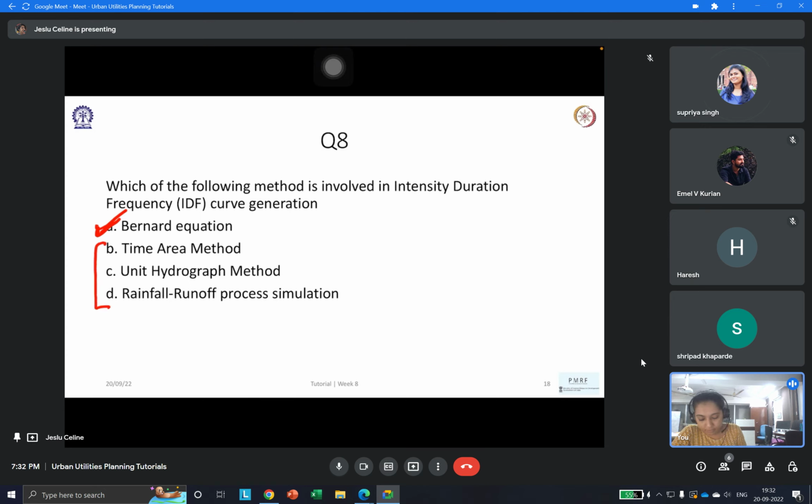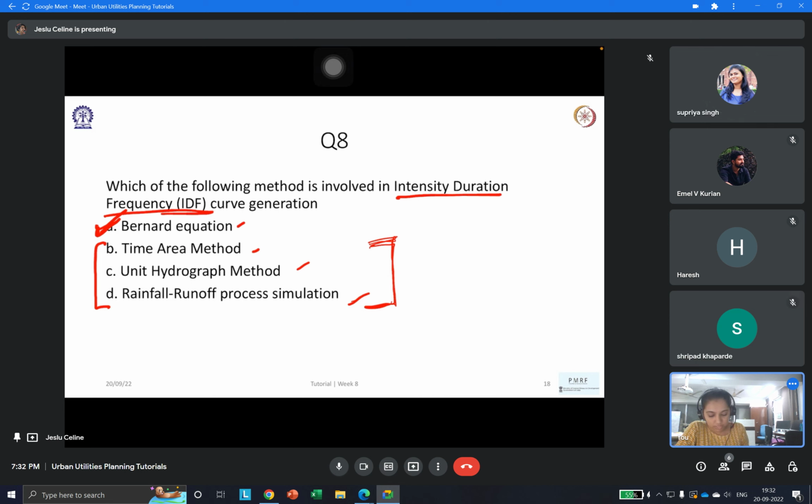But we have come across these: time area method, unit hydrograph method, rainfall runoff process simulation. What are these used for? Like these three, we have. Even though we have not learned it in detail, we have come across these terms. Calculation of runoff. Yeah, so runoff calculation, we have used this, and for intensity, duration, frequency curve generation, we use the Bernard equation.